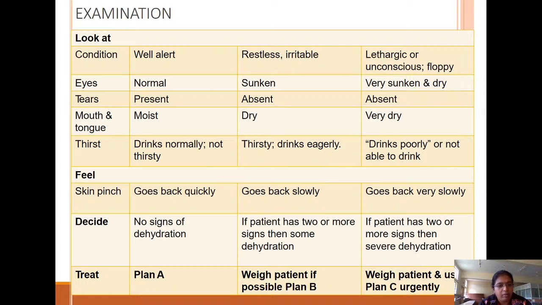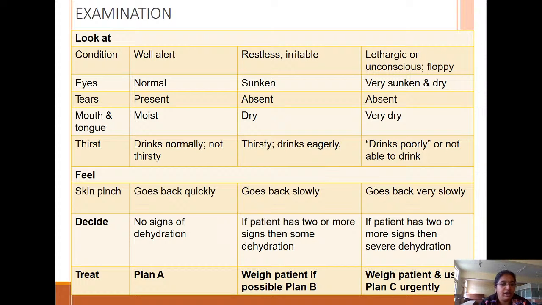Okay, then based on your looking and your feeling, that means looking at the child as well as examining personally, you are going to decide whether there are no signs of dehydration, whether two or more signs are there, so these are your signs, then some dehydration, and two or more signs of severe dehydration, then you are going to classify them accordingly as no dehydration, some dehydration and severe dehydration.